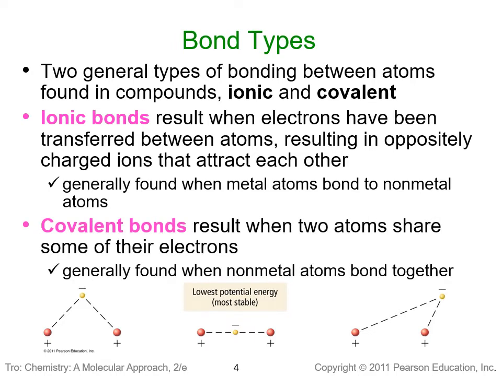Covalent bonds happen between two atoms that share their electrons. And we know that it forms a covalent bond when we see non-metal atoms bonding together. So nonmetals share the electron between multiple atoms.